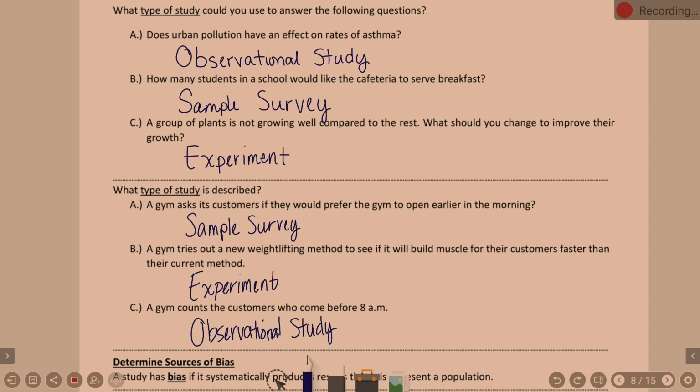How about the, wait, did it go? Sorry. I thought it went from like observation, sample, experiment. I thought it went the reverse.